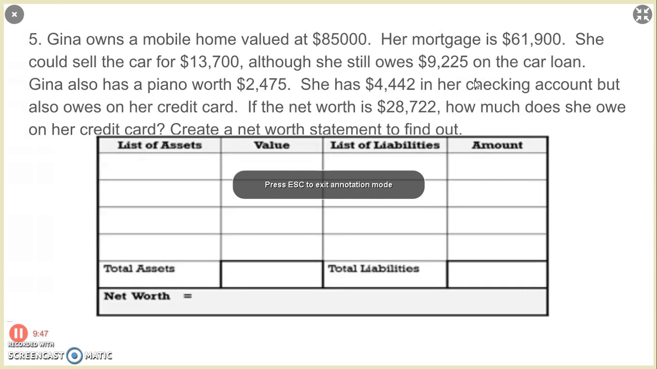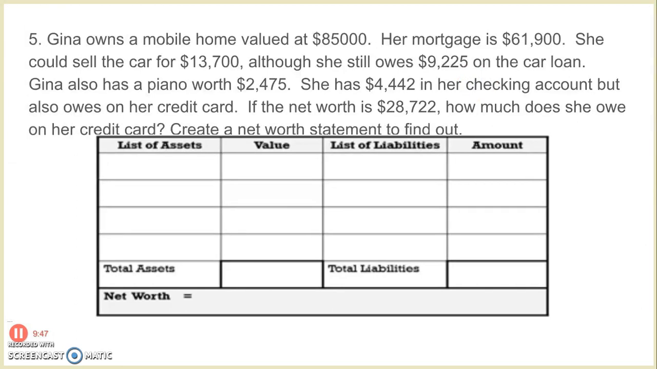So Gina owns a mobile home valued at $85,000. Her mortgage is $61,900. She could sell the car for $13,700, although she still owes $9,225 on the car loan. Gina also has a piano worth $2,475. She has $4,442 in her checking account, but owes on her credit card. If the net worth is $28,722, how much does she owe on her credit card?